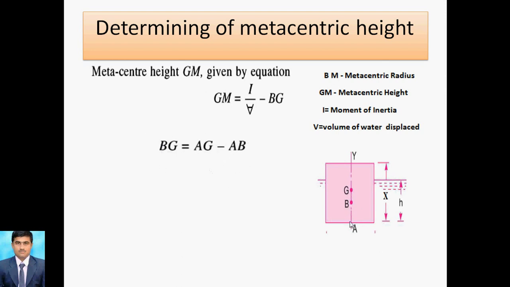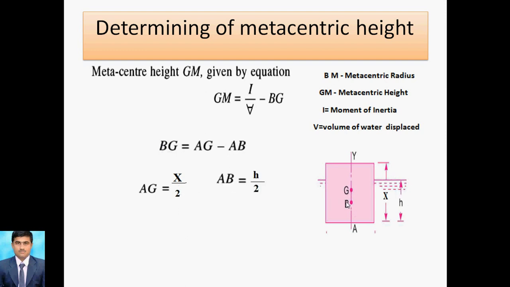So how to calculate AG? AG is nothing but the center of gravity, so I can take x by 2. Okay, so for calculation purposes, AG is nothing but x by 2. And how to calculate AB? H by 2, because the depth of impression of water is height H. And for the purpose of the center of buoyancy, we can take H by 2.